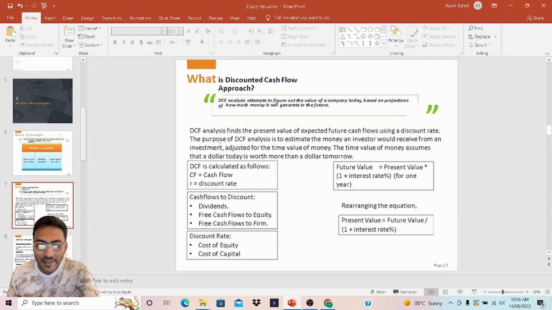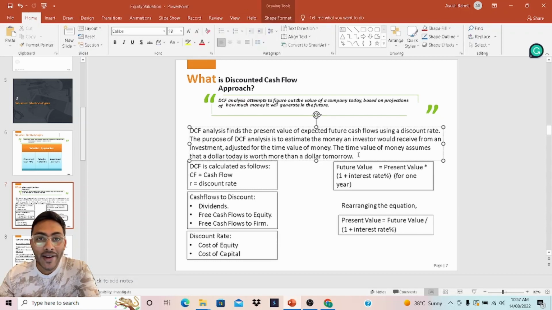The DCF analysis finds the present value of expected future cash flow using a discount rate. The purpose of DCF analysis is to estimate the money an investor would receive from an investment, adjusted for the time value of money. The time value of money assumes that a dollar today is worth more than a dollar tomorrow.